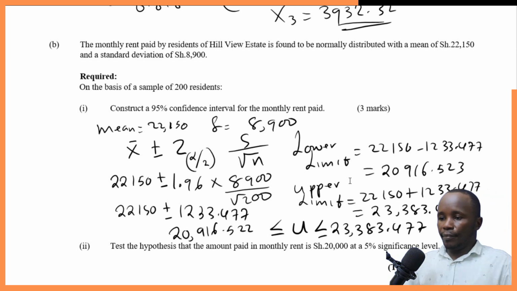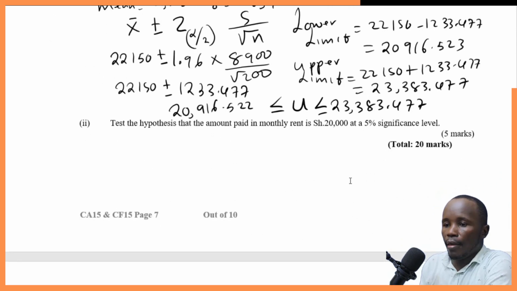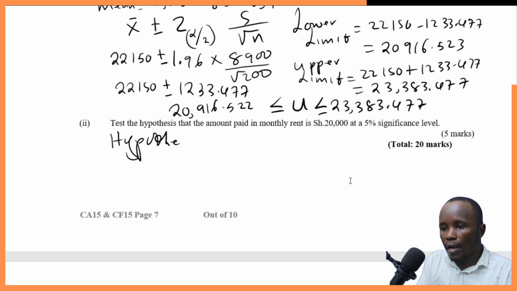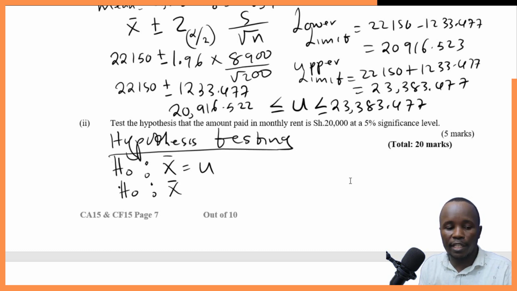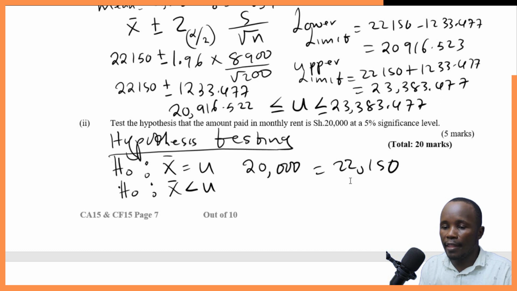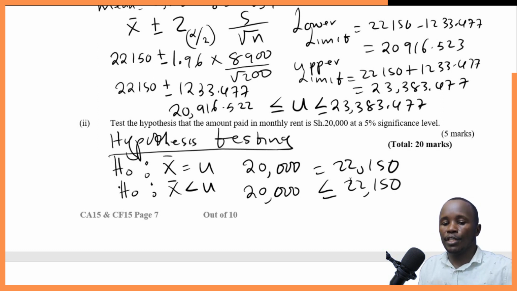I think that is noted. When you come to the test of hypothesis, you are told to test the hypothesis that the amount paid in monthly rent is 20,000 at 5% significance. So, hypothesis testing. We assume that H null is that the mean equals mu. The alternative is that the mean is less than mu. So we want to test this hypothesis.